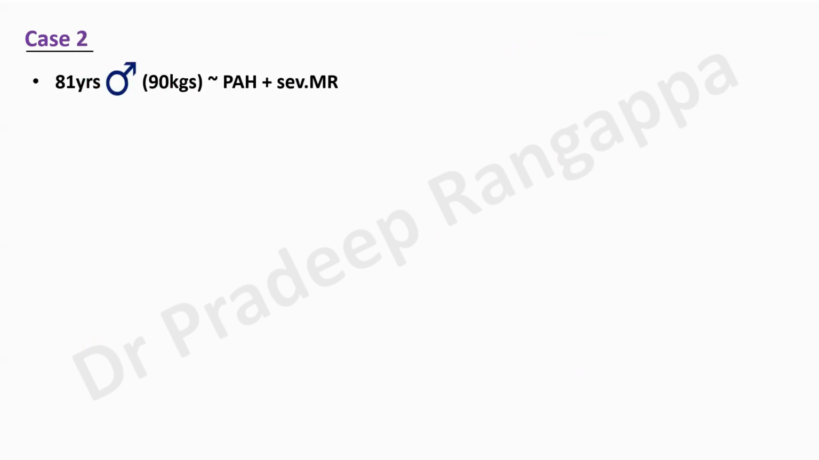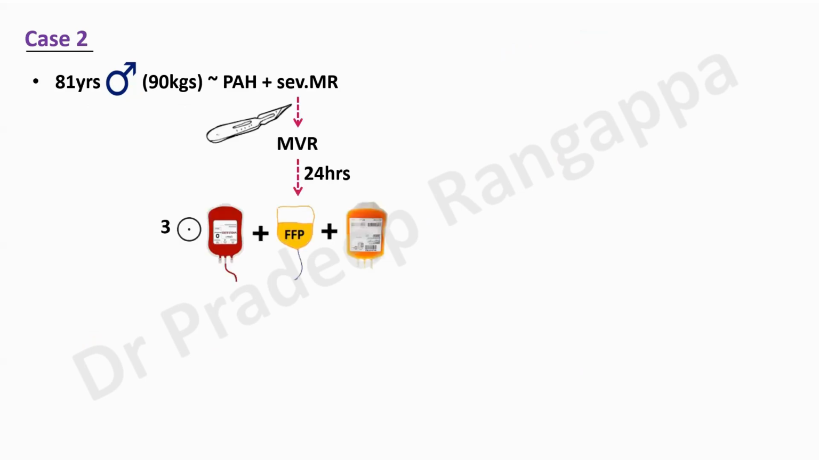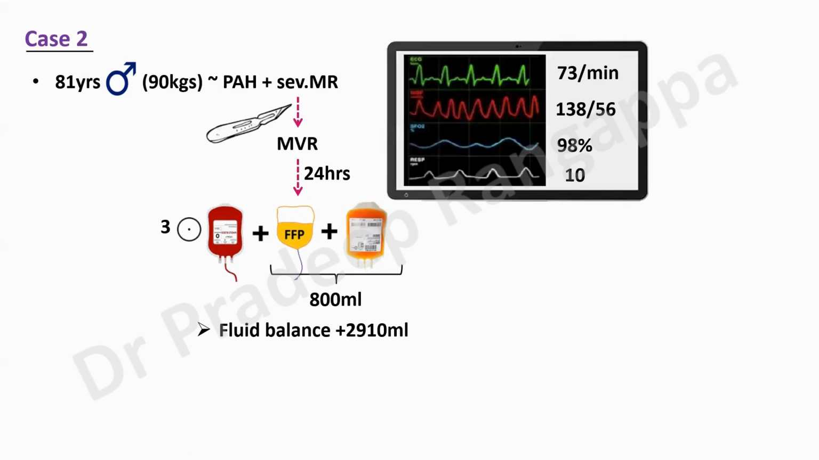So we look into case 2. This was an 81-year-old male, 90 kgs, who had pulmonary artery hypertension with severe MR and underwent mitral valve replacement. He gets 3 units of blood along with FFP, cryoprecipitate and platelets. 800 ml of FFP and platelets are given. So he ends up with a positive fluid balance of 2910 ml. Vitals: 73 beats per minute, blood pressure 138, 98% saturation. He is maintained on noradrenaline and dobutamine at the dosages shown, and maintaining saturation on HFNO with FiO2 of 40%.